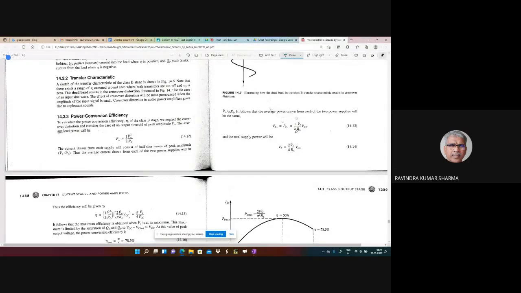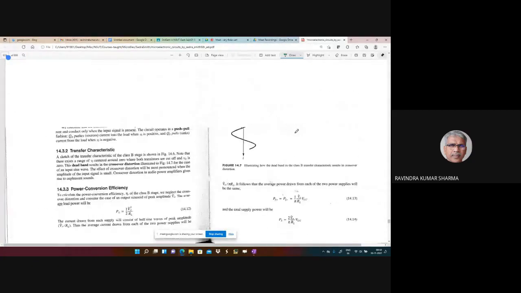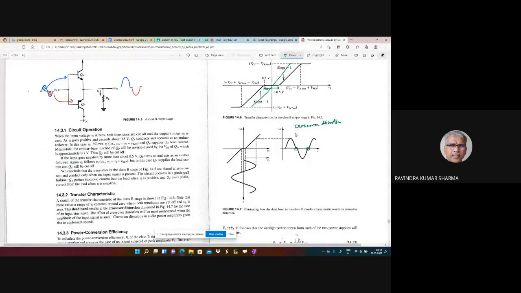So if the input is at 0, output current is 0. The current flowing through the transistors is 0, isn't it? अगर इनपुट सिग्नल यहां पर 0 है तो ना तो ये कंडक्ट कर रहा है और ना ही ये कंडक्ट कर रहा है. So therefore no current flowing. And for the positive part, this transistor is conducting and it is causing current flow like this. For the negative part, this one is conducting and causing a current flow like this.